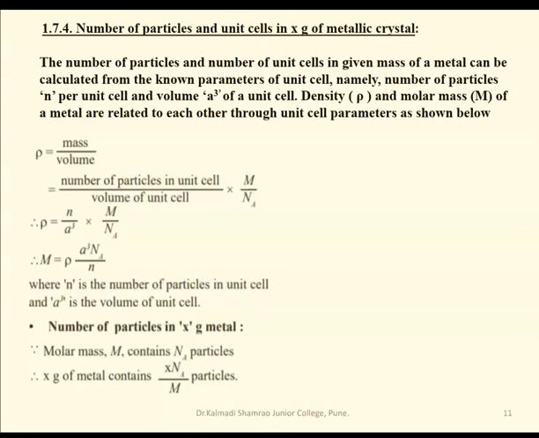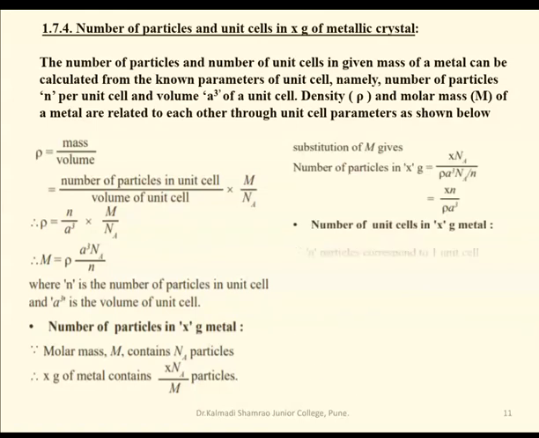Rho is equal to mass upon volume. All of us know this. Now substitute for mass upon volume as number of particles in unit cell divided by volume of unit cell multiplied by molar mass upon Avogadro's number. Therefore, finally, rho is equal to n upon a cube multiplied by capital M upon N A. Then molar mass of the given particle will be equal to rho into a cube into N A divided by n, where n is the number of particles in unit cell and a cube is the volume of unit cell.